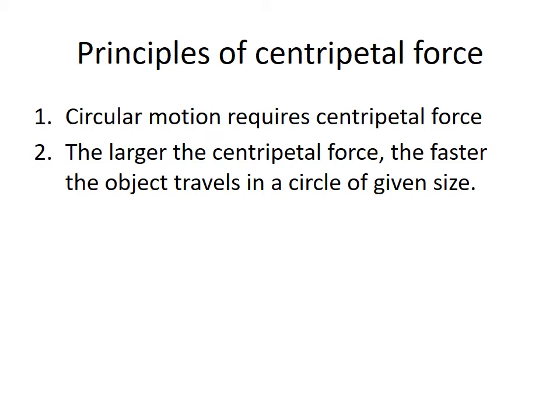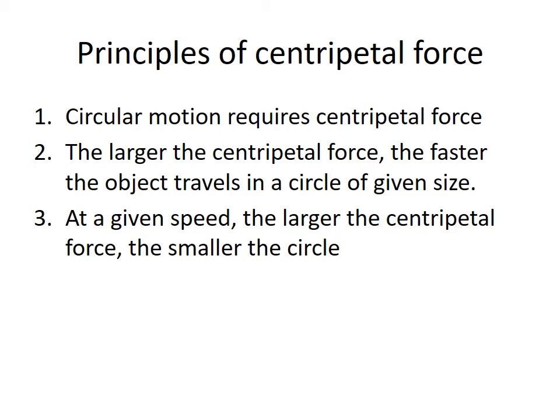So if you have a specific size of circle, like a ball on a string where you're holding the end of the string, the circle you're going to make is a certain size because that is the radius of the string. Then if you want that ball to move faster, you're going to have to apply a greater centripetal force. So big force equals faster movement if you have a set size of circle.